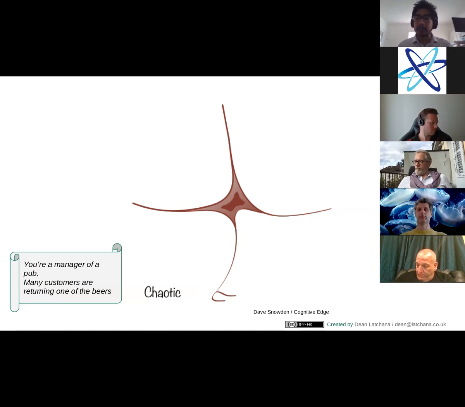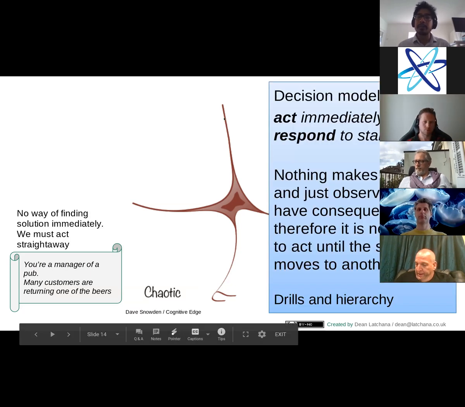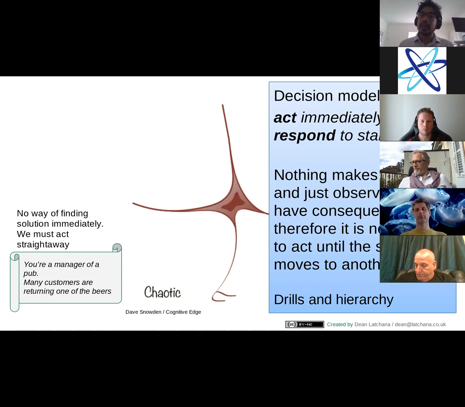a bad beer. We have no time to find out what the root cause or root causes of that bad beer are. We need to act immediately, sense, and then respond to stabilize the situation. And then perhaps afterwards, we can do some analysis, do some investigation as to why that particular beer was dreadful.